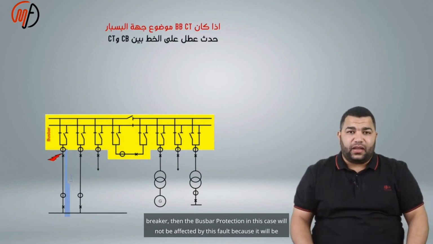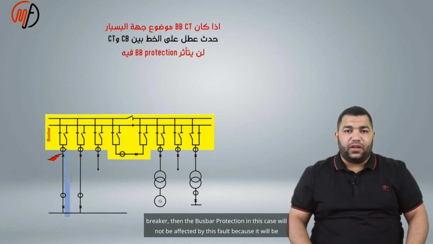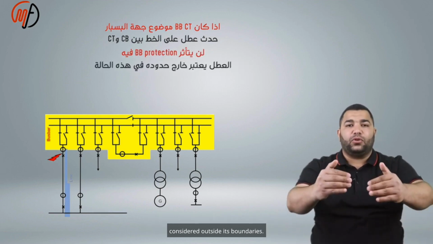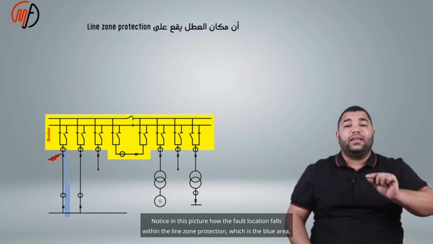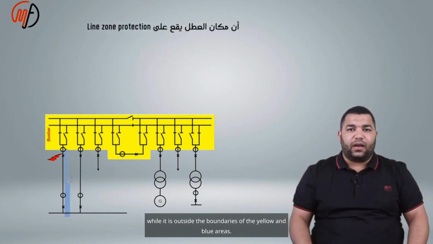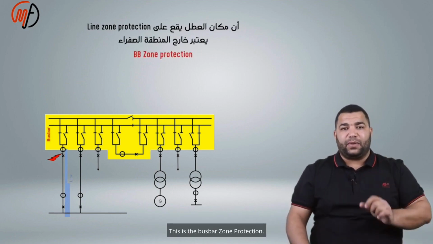If the busbar CT is placed on the busbar side and a fault occurs between the busbar CT and the circuit breaker, then the busbar protection in this case will not be affected by this fault because it will be considered outside its boundaries. Notice in this picture how the fault location falls within the line zone protection, which is the blue area, while it is outside the boundaries of the yellow and blue areas. This is the busbar zone protection.